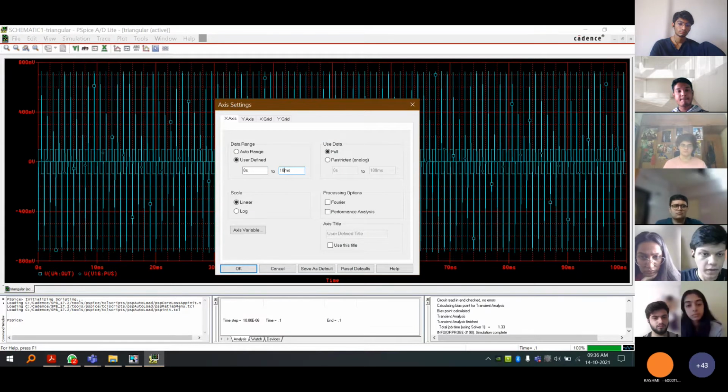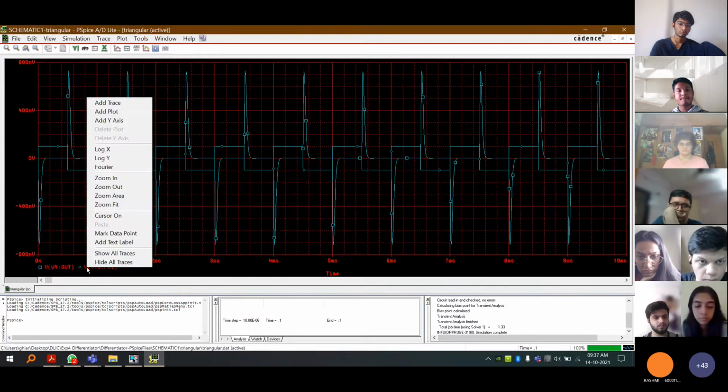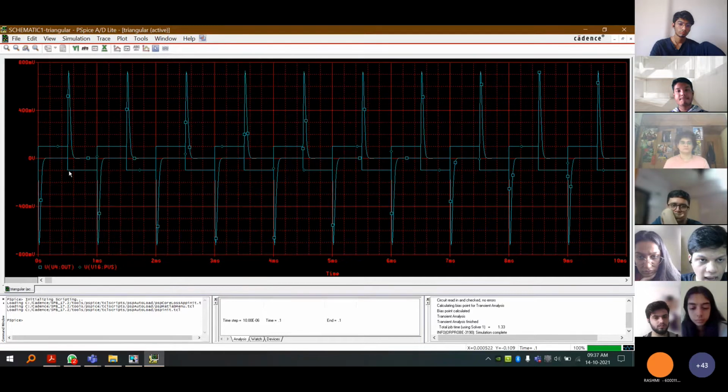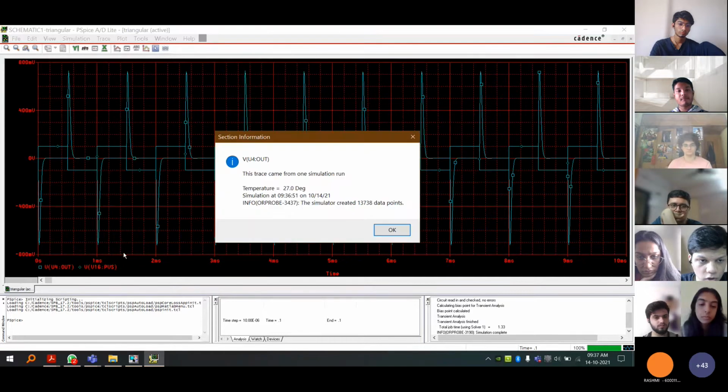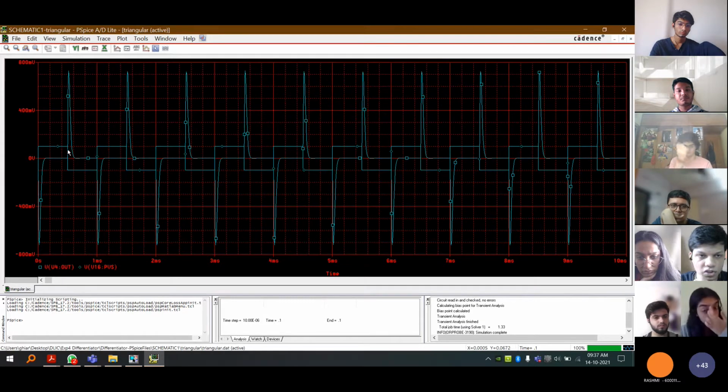Okay, perfect. So what we can see here is that we have our input voltage, which is a square wave this time, going from plus 0.1 volts to minus 0.1 volts. And every time there is a change that occurs when it switches from plus 0.1 to minus 0.1, there's a positive spike. And when it switches from minus 0.1 to plus 0.1, there is a negative spike. So this is exactly the output that we were looking for.